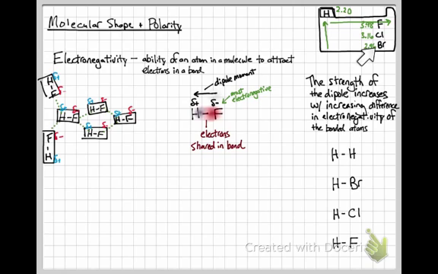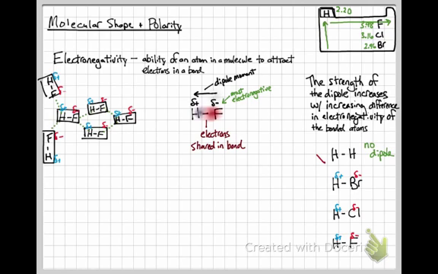Now notice that the trend is increasing electronegativity up from bromine, chlorine to fluorine. This produces a greater difference in electronegativity between fluorine and hydrogen than between bromine and hydrogen. And of course, two hydrogens bonded together will have no dipole moment because they have the exact same electronegativity. But each of the other molecules will have slight dipole moments, as shown here, based on the difference in electronegativity between those atoms and hydrogen.